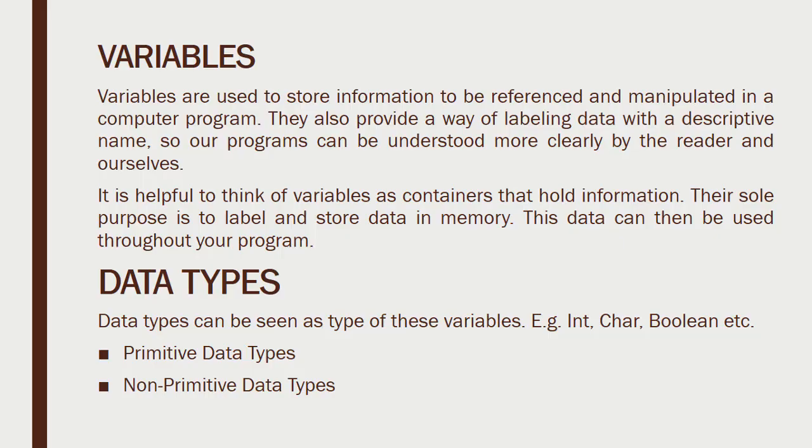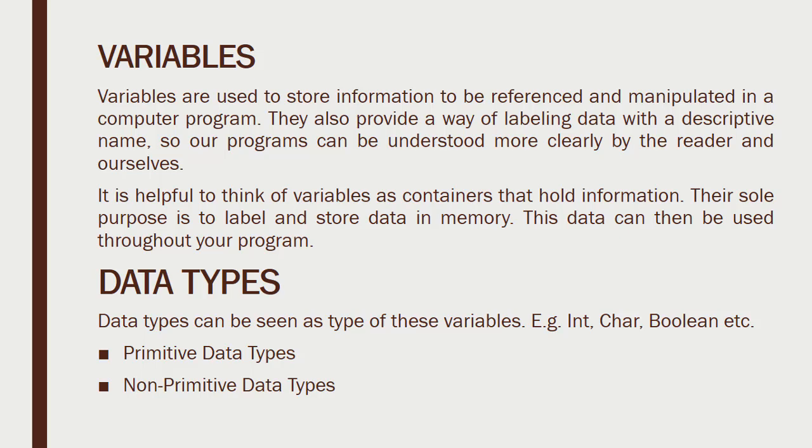So variables are used to store information to be referenced and manipulated in a computer program. They also provide a way of labeling data with a descriptive name, so our programs can be understood more clearly by the reader and ourselves. It is helpful to think of variables as containers that hold information. Their sole purpose is to label and store data in memory. This can then be used throughout your program.